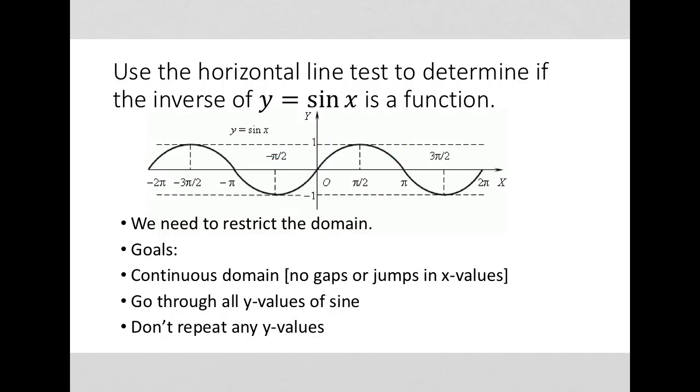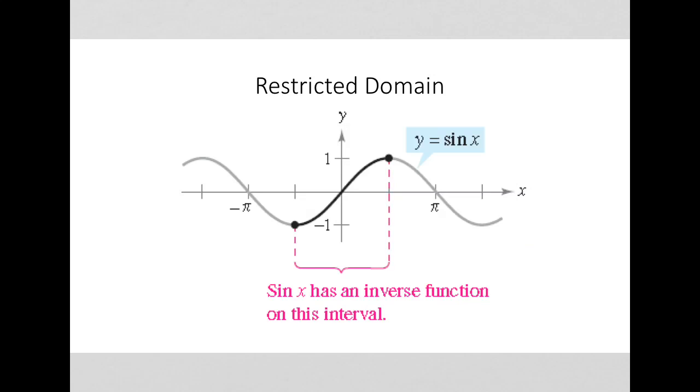We want to hit every single y value of this graph, and we don't want to repeat any y values because then it would fail the horizontal line test. And the interval that makes the most sense to do this with is between negative pi over 2 and positive pi over 2. And think about why that is.